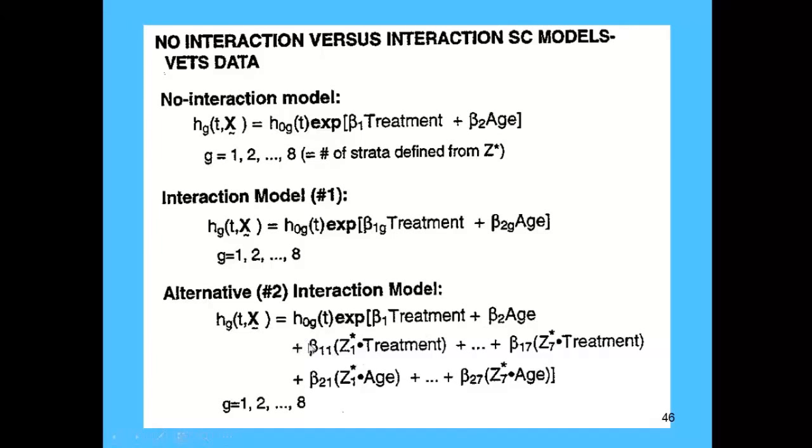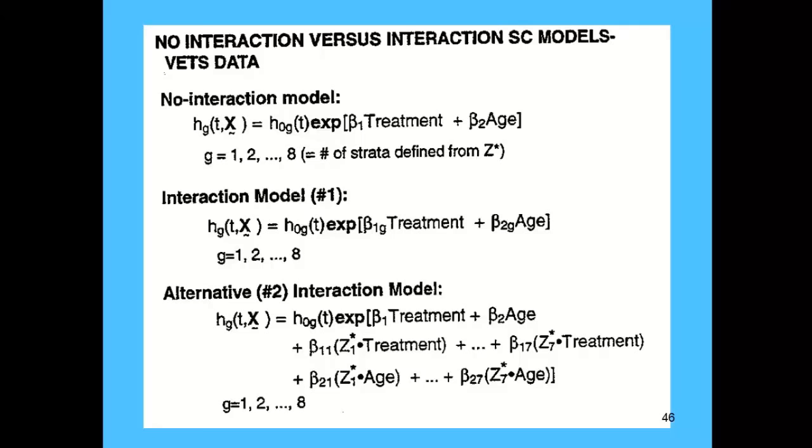Now look at the next set of variables in this model. How many variables are in this row? 7. Right? Can you see 7? One of them is Z1 star times treatment, and the last one is Z7 star times treatment. What are these variables? They're interactions of a Z variable with the treatment variable. Why are there 7 variables in here and not 8? Because there are 8 strata, so you put in 7 dummy variables for 8 strata.